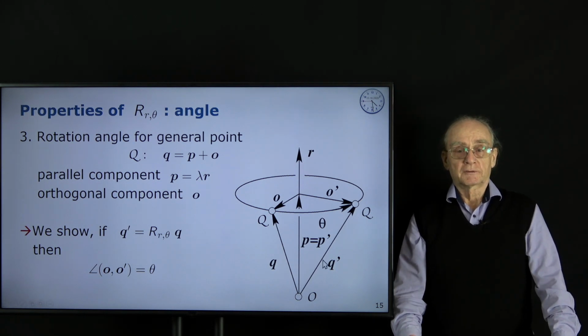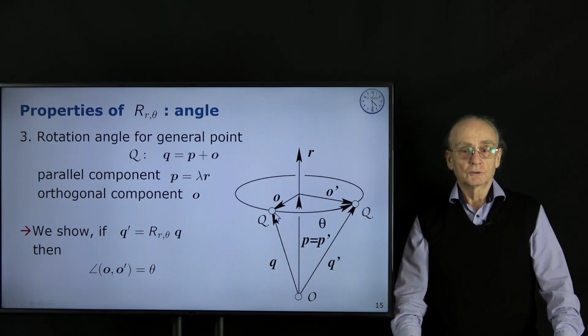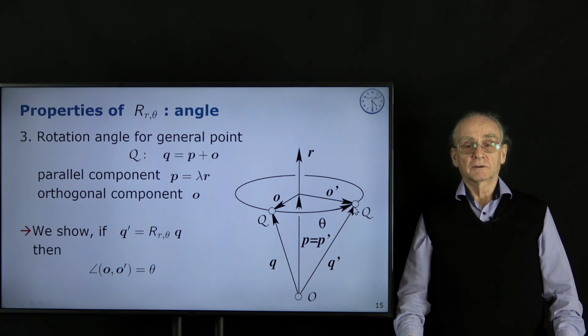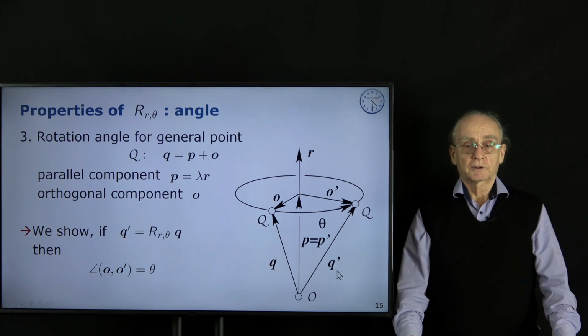So have a look at this figure. We have here the origin, we have here upwards the rotation axis, we have some arbitrary point Q outside this rotation axis with the direction vector q. And if you rotate it by some theta, it turns around the axis to this point Q prime, which has the vector q prime.